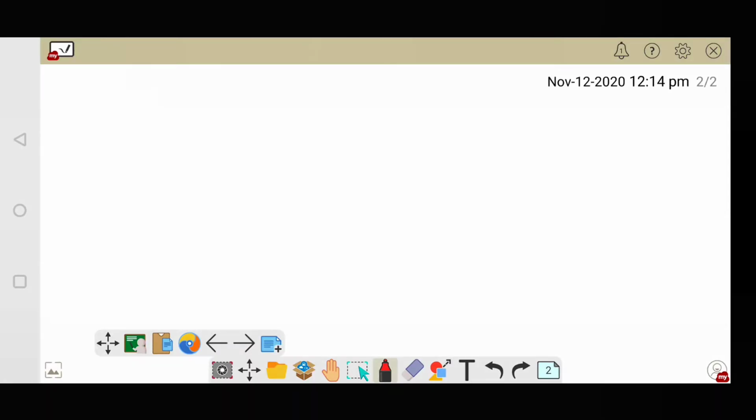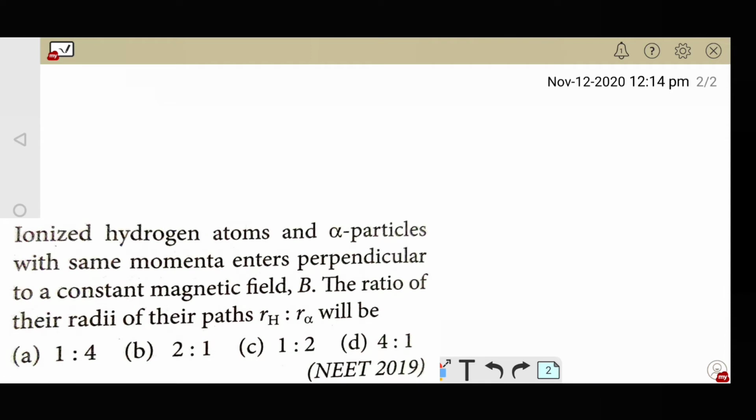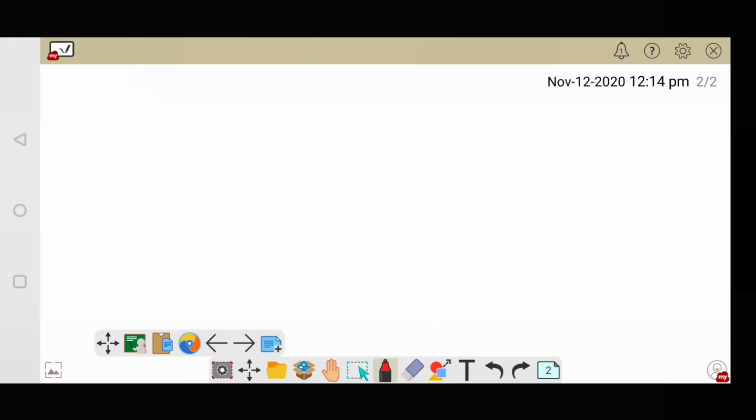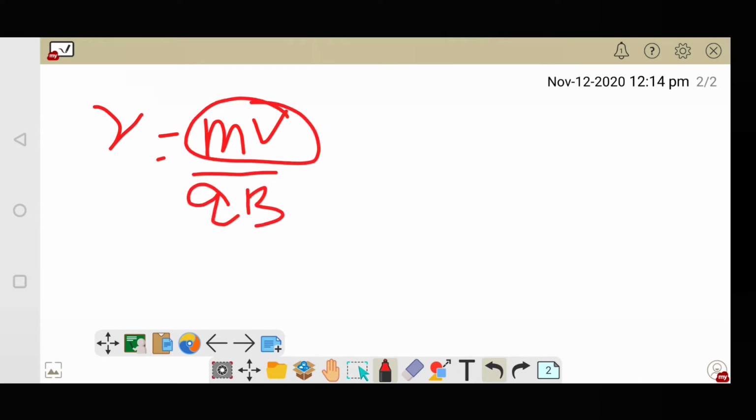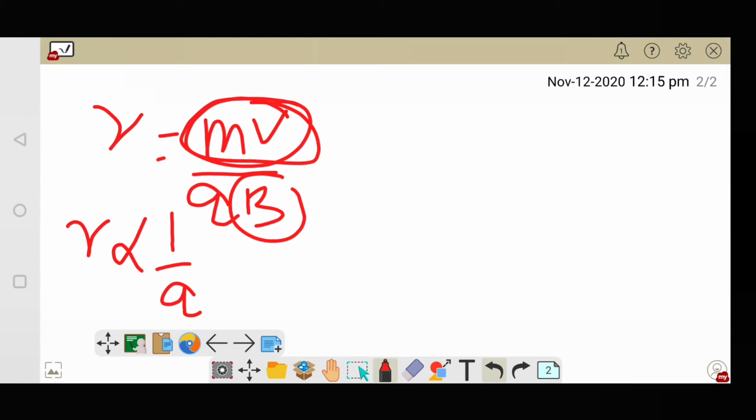So now coming to question number 2, ionized hydrogen atoms and alpha particles with same momenta enter perpendicular to a constant magnetic field. The ratio of the radii is asked. Now the formula for radius is r equal to mv by qB. Now this is the momentum. It is given that the magnetic field is same and the momentum is also same, so that means r is inversely proportional to q.